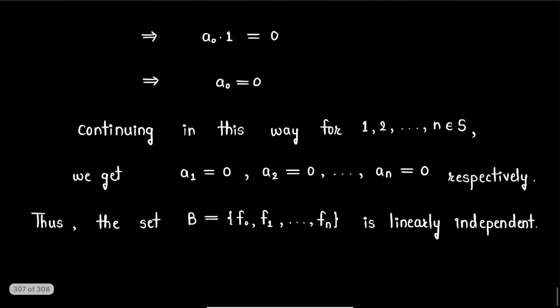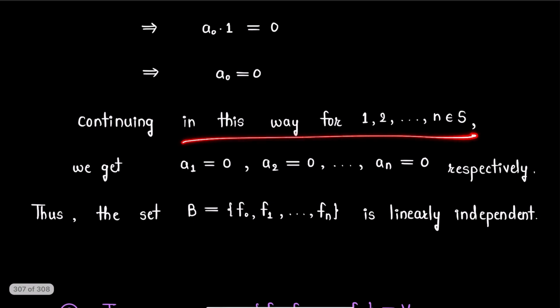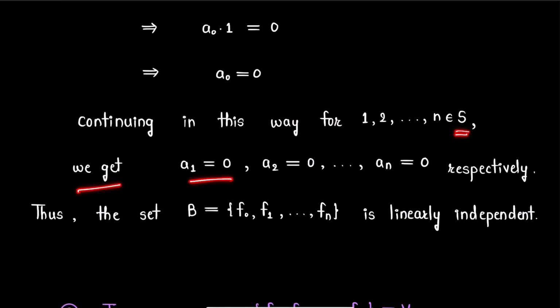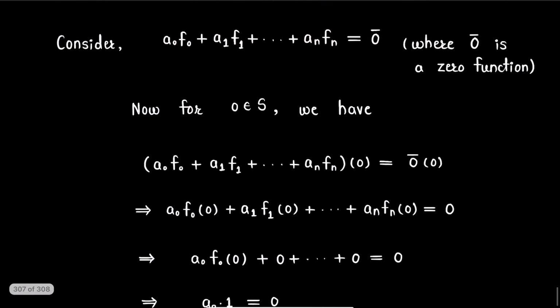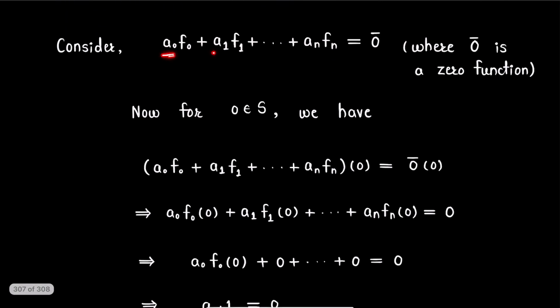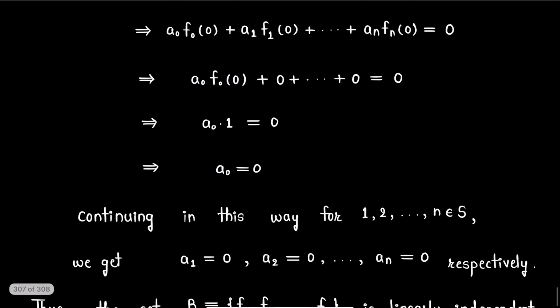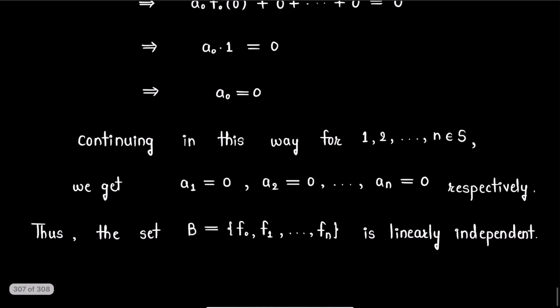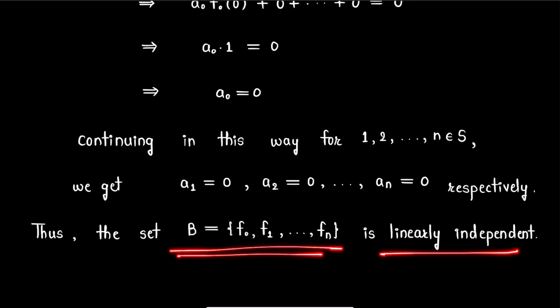So, continuing in this way, for 1 up to n in set S, we will get a1 equals to 0, a2 equals to 0, similarly an equals to 0 respectively. So, as all these coefficients come out to be 0, vectors or functions f0, f1 up to fn are linearly independent. Therefore, the set B is linearly independent set of vector space V.